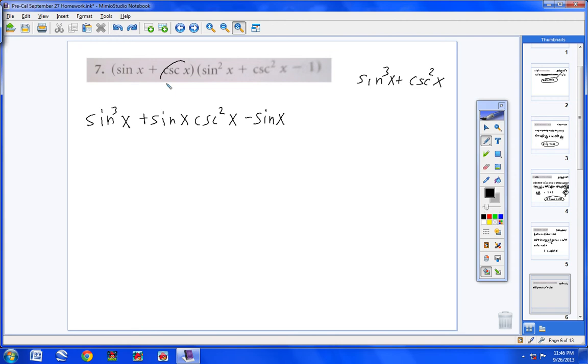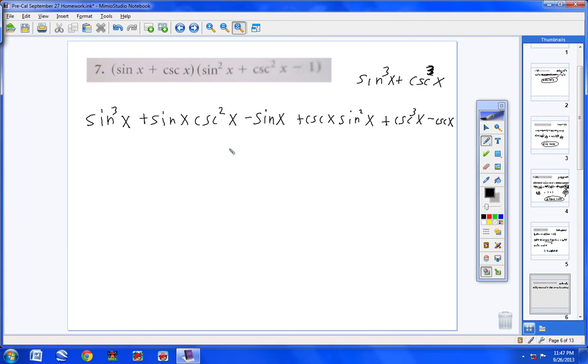Okay. Now let's take our cosecant x and let's multiply it through times each term. So cosecant times sine squared would be positive cosecant sine squared, and then cosecant times cosecant squared would be cosecant cubed, and then cosecant times negative 1 would be negative cosecant x. Now I did make one mistake in the answer right up here. They want this to be a 3. Okay? That should be a 3 right there.